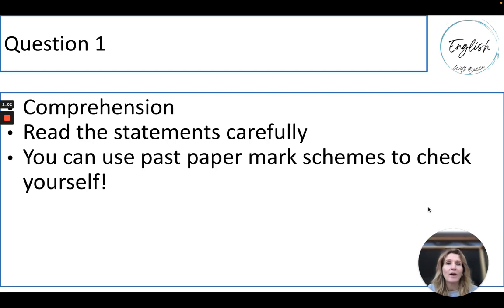So question 1 is a comprehension question. There's 4 different bubbles that you need to fill in. It's each worth 1 mark, so there's 4 marks total for this question. You need to read the statements carefully. And I recommend you use past papers to help check your work. So I'm going to show you what I mean.